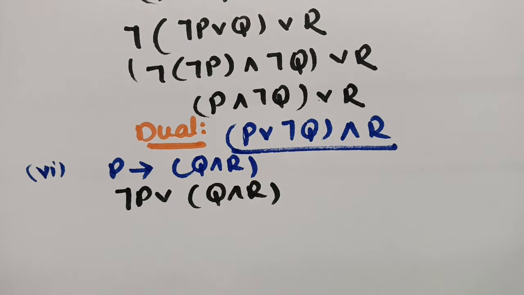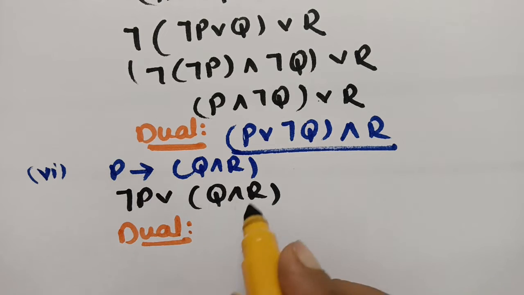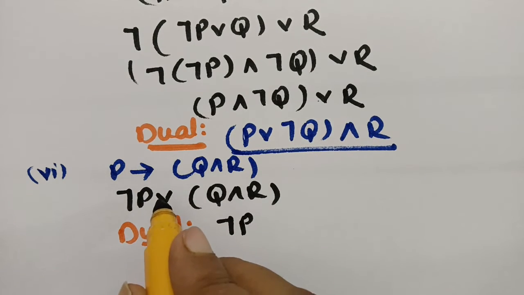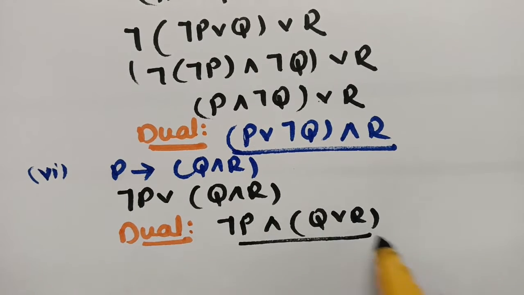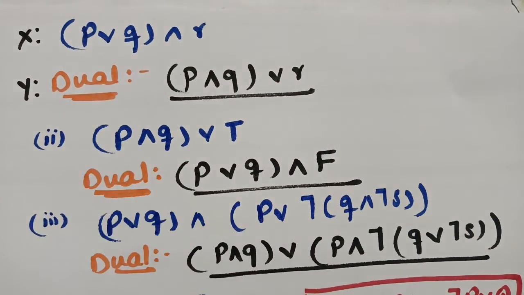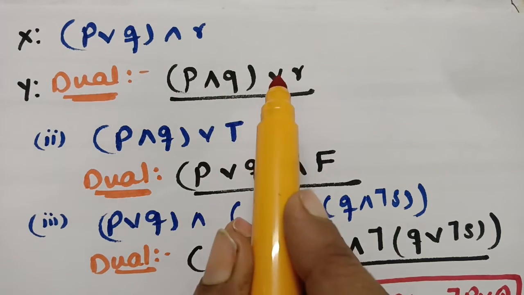And now what will be the dual value here? The dual statement will be negation P, negation doesn't affect anything, and where there is or, put and, and where there is and, put or. So this will be the dual for this sixth statement. So this is how we have to complete. The first statement here is P or Q and R, so here or is replaced by and, and and is replaced by or.